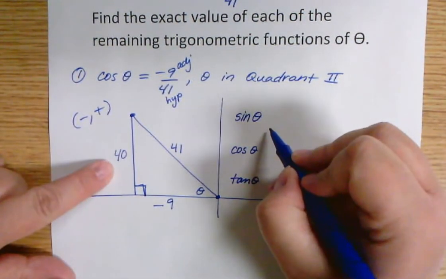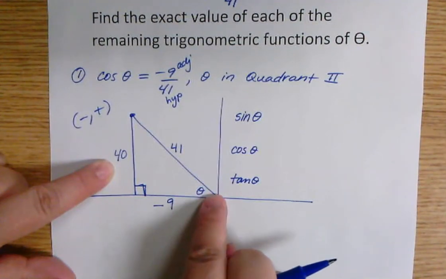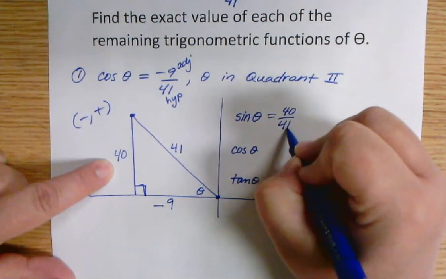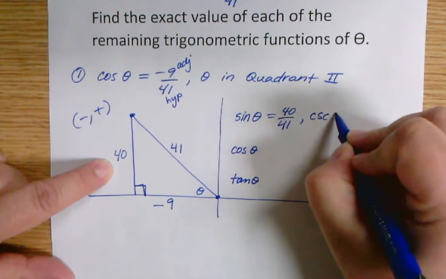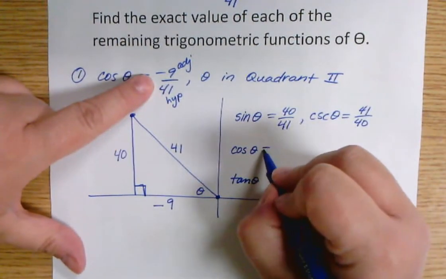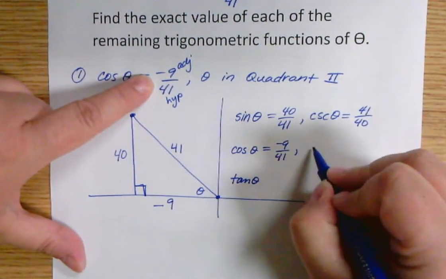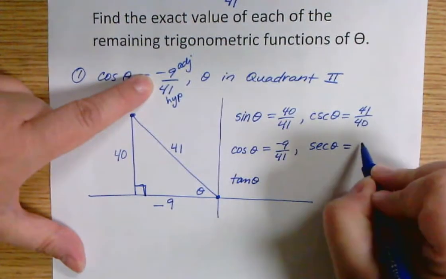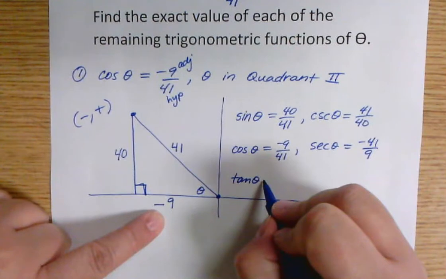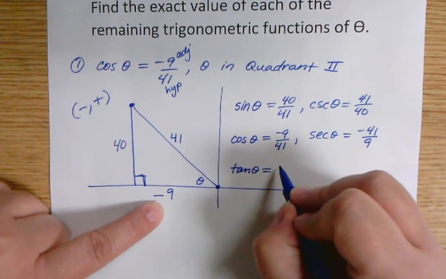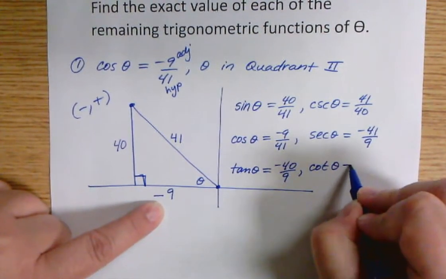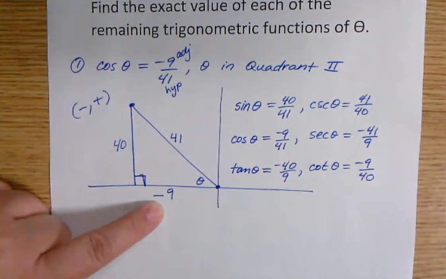So sine is opposite. Here's theta. Theta is always closest to the origin, opposite over hypotenuse. So there's my sine. That makes my cosecant 41 over 40, the reciprocal. The cosine we already knew was negative 9 over 41. That makes the secant negative 41 over 9. And the tan is positive 40 over negative 9, but I'm not going to put a negative in the denominator, so I'm just going to call that negative 40/9ths, meaning that the cotan is negative 9/40ths. And those are my answers.